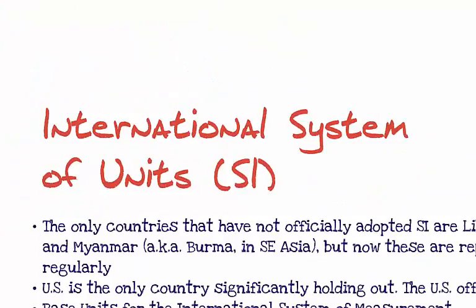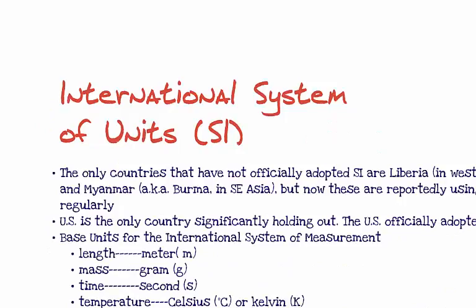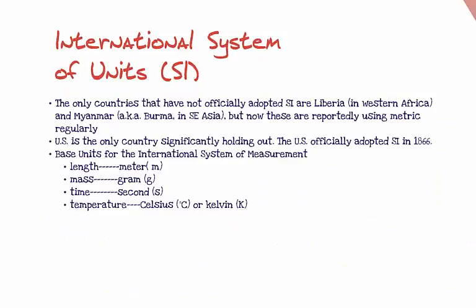The International System of Units, or SI, is very widely adopted across the world. The only countries that haven't officially adopted SI are Liberia in Western Africa and Myanmar, also known as Burma, which is in Southeast Asia. But now they are reportedly using the metric system quite frequently. The United States is really the only significant holdout. We don't use the metric system in our daily lives. We use miles instead of kilometers and meters, and inches instead of centimeters, for example.